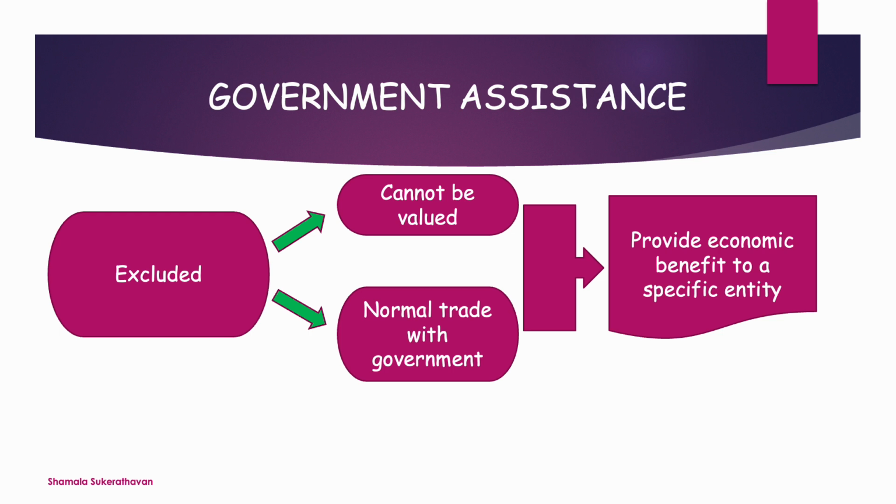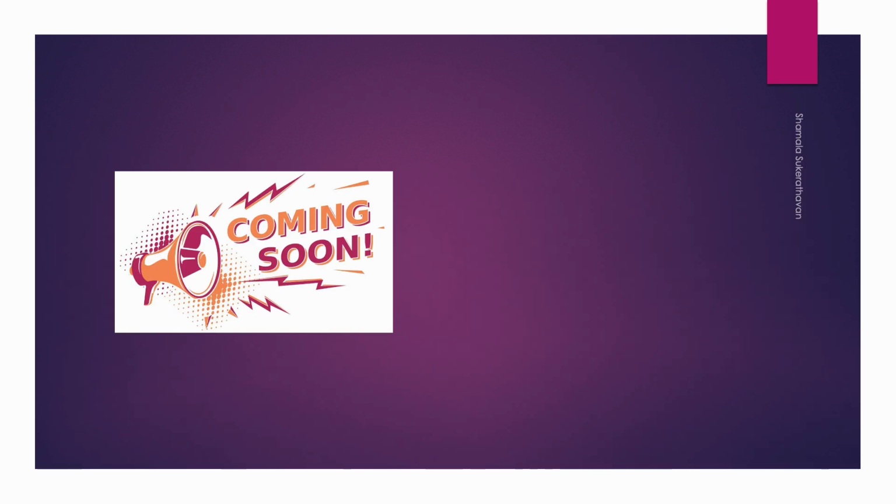However, if these government assistance do provide significant economic benefits to an entity, IAS 20 requires the entity to disclose the nature, extent, and duration of the assistance to ensure the financial statements are not misleading. This concludes Lecture Series 6.